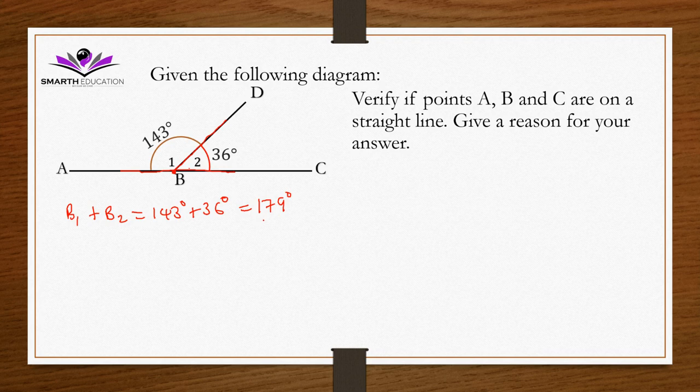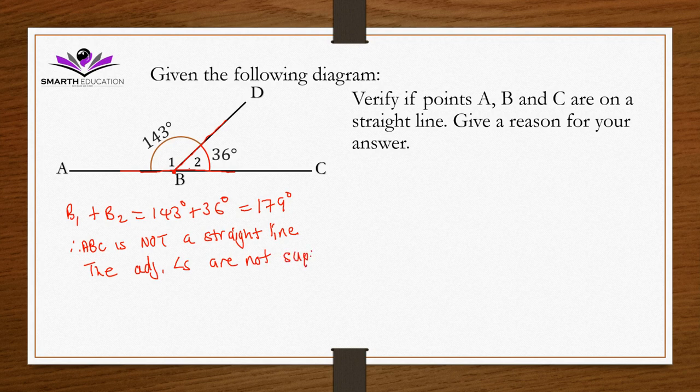You see that? So this means that therefore ABC is not a straight line. Why? Because the adjacent angles are not supplementary. You see that? The adjacent angles are not supplementary. So ABC is not a straight line. Right. Let's move on to the next questions.